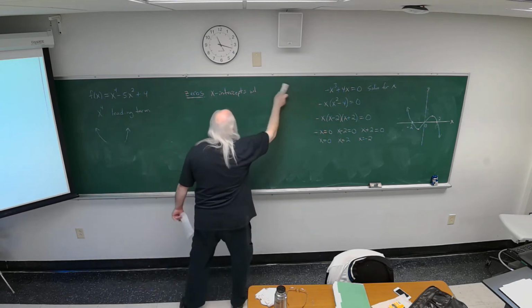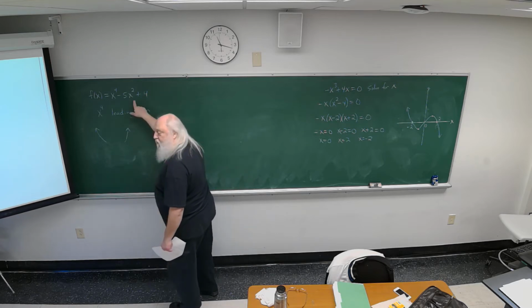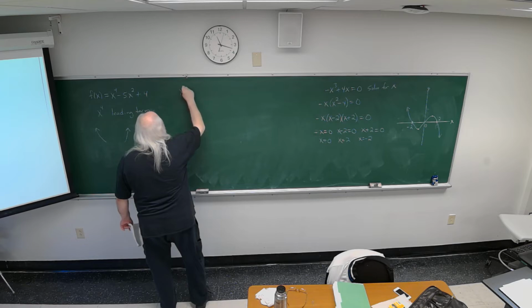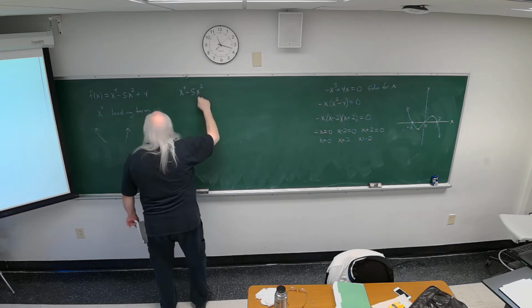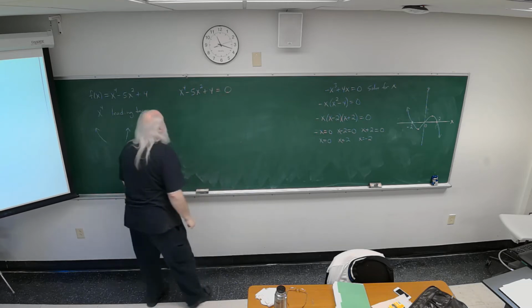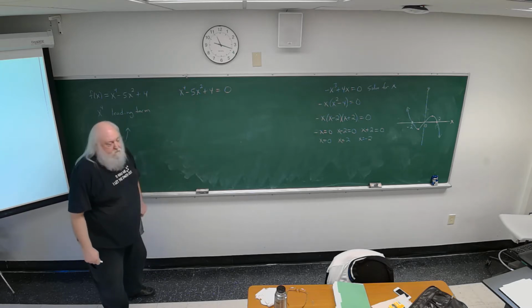Now, the hard part is finding the zeros, okay? So we set the right-hand side equal to 0. We got to find the values of x that make the left-hand side equal to 0. Well, you notice this is not a quadratic, right? But it is quadratic in form, okay?